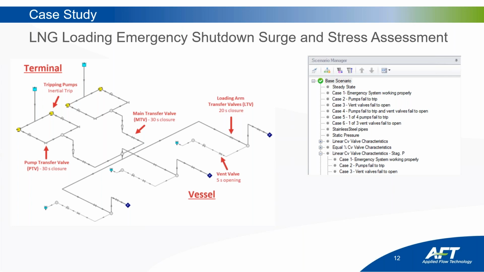You can create multiple case scenarios based upon your original scenario and quickly roll out, hey, what if we changed to this type of valve? How does that change our mitigation strategy? How does that deal with our forces?